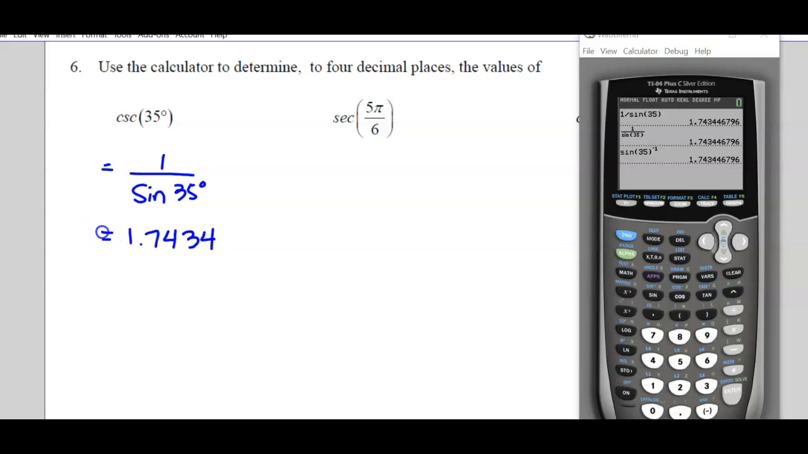Okay, the next one needs the calculator to be in radian mode. So change it, quit out of it. That's a reciprocal of cos, folks. Gavin, you have a question? Okay. Cos of 5 pi divided by 6. And then again, reciprocal of that. Or you can go 1 divided by cos of 5 pi over 6.